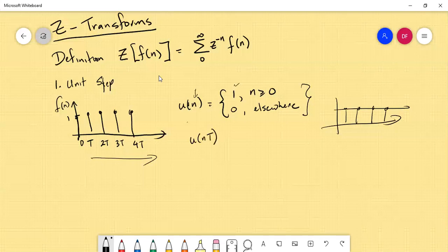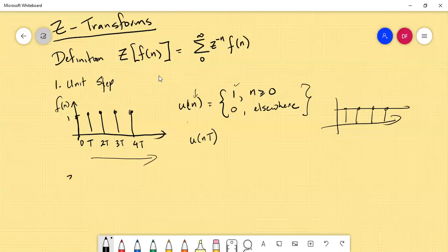Oh, like a binary system, sir? Kind of, you can think of it in that way. So for all values of n, the value of this function is 1.